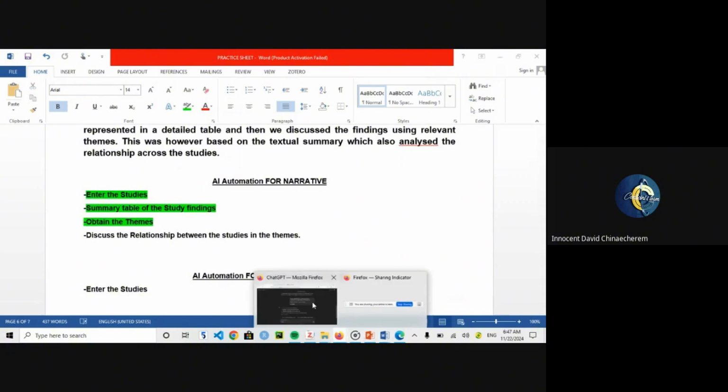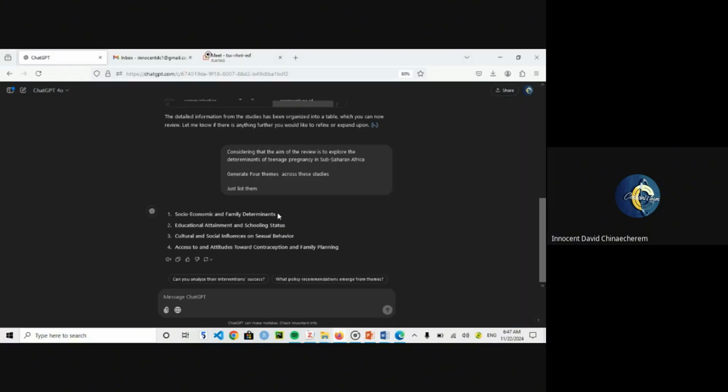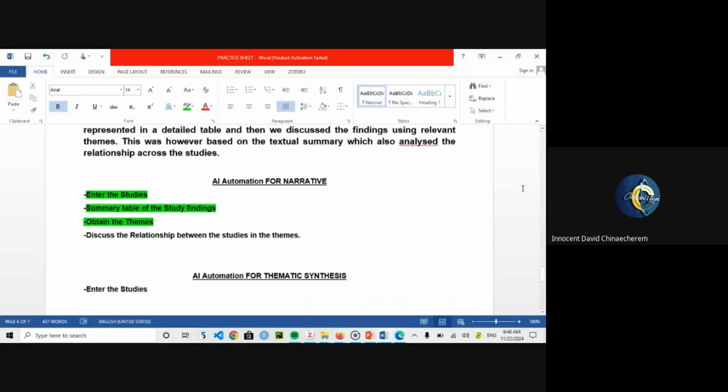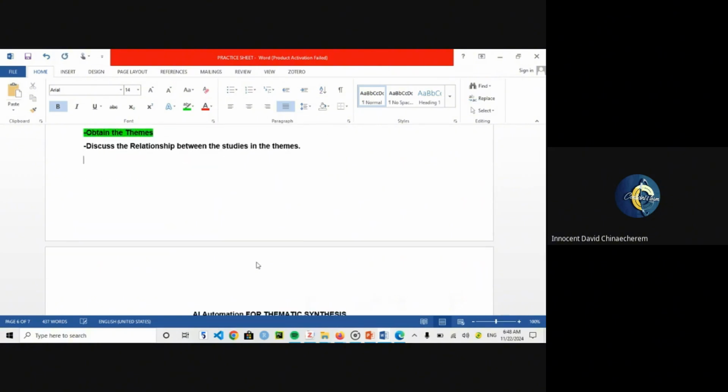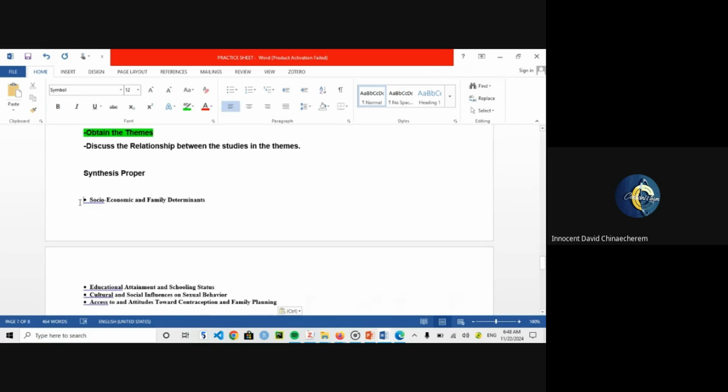If I'm not really interested in this, I'll have to change it. But you have to be very detailed in making your prompt. It has to be really, really detailed. The next thing is to discuss it. So let's say these are the themes that I've obtained. I'm just going to copy that, Control C. Then this is going to be my synthesis. Then I can just put that in, for my first theme.